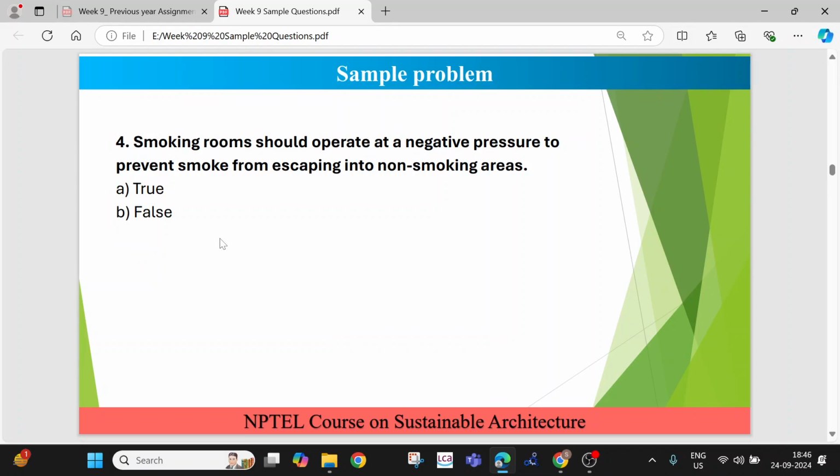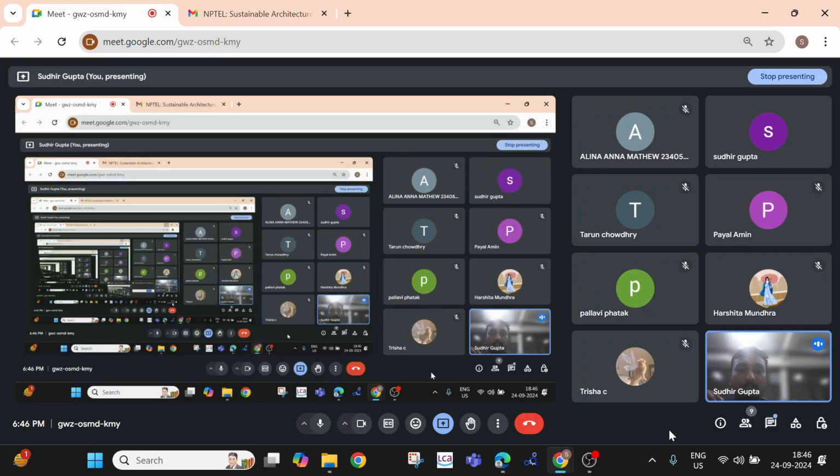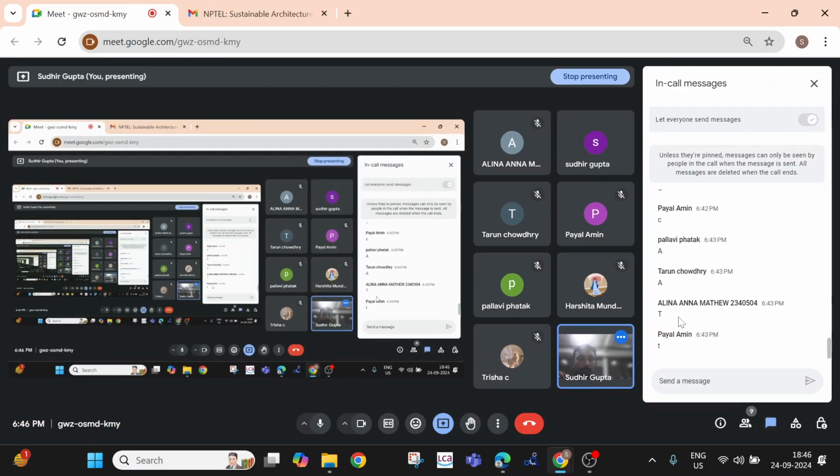Here is the fourth question. Smoking rooms should operate at a negative pressure to prevent smoke from escaping into non-smoking areas. This is true or false? I hope this answer you can also give correctly. Is negative pressure maintained or positive pressure maintained? So this is true or false? Two persons are saying true. What about others?